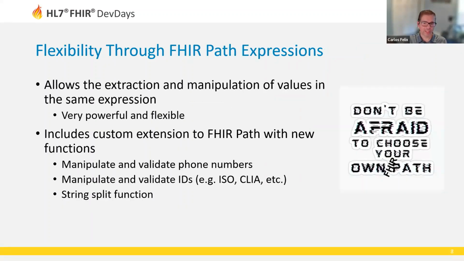Another feature that this library has is using FHIR Path expressions for many things, including extraction. And that, I think, is the biggest feature that comes out of the box and has made it so much more flexible. We did have to extend FHIR Path a little bit, adding a few functions, but nothing much, just functions to manipulate and validate phone numbers and IDs, just to make it easier in the configuration. So it's not too much configuration in there, and splitting functions as well.